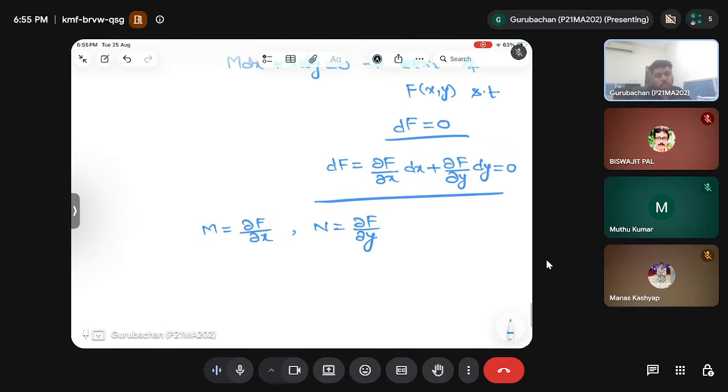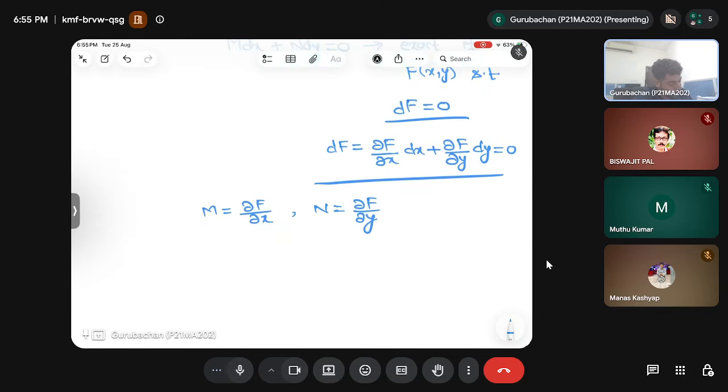And whenever your equation is exact, to check this, there is a necessary and sufficient condition. What is that? Necessary and sufficient condition.